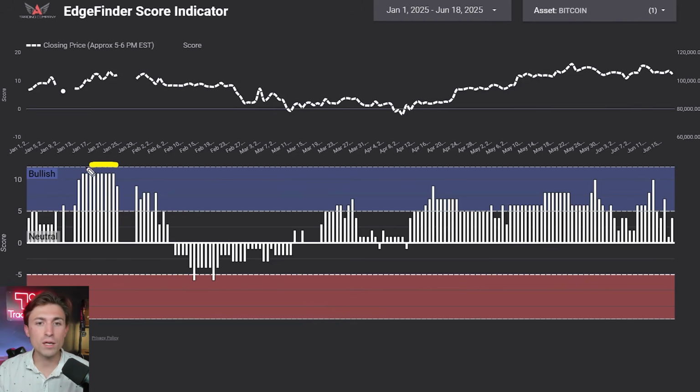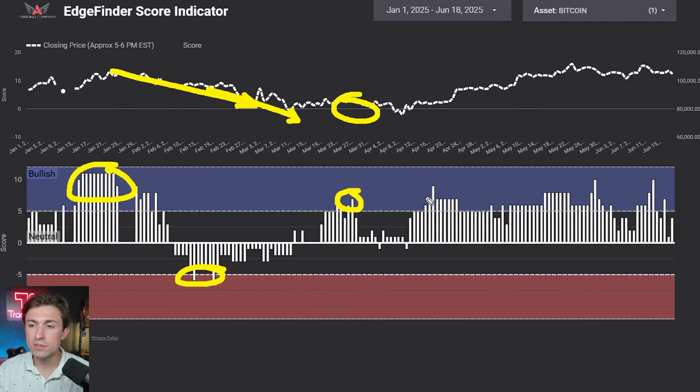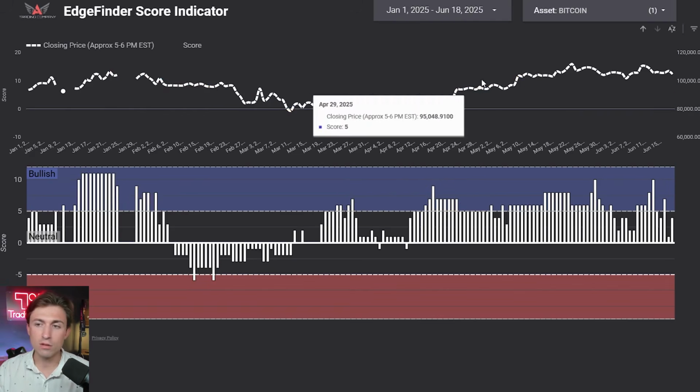Here's a look at Bitcoin, where it predicted that we would get some more upside. In this case, it was wrong. We saw some downside, did get bearish at a certain point here, which sort of redeemed itself a little bit. Then we got bullish around the lows here and got more bullish signals. So this actually was an incredible bullish call around the 80,000 level from the EdgeFinder, which has mostly been correct.